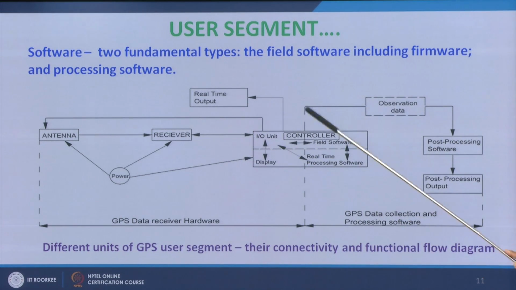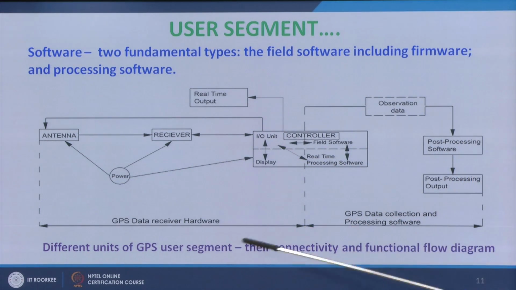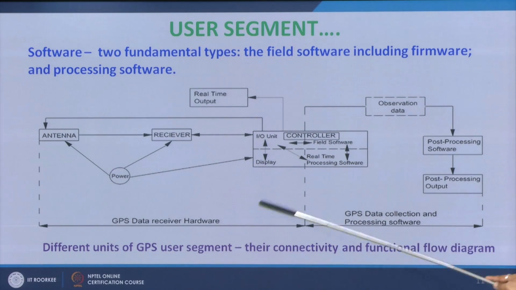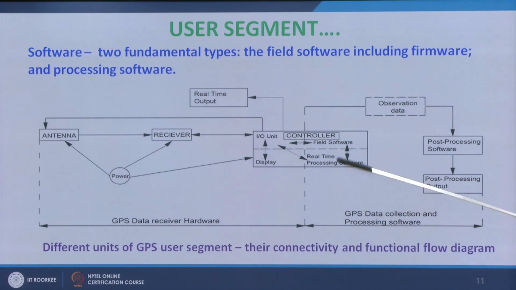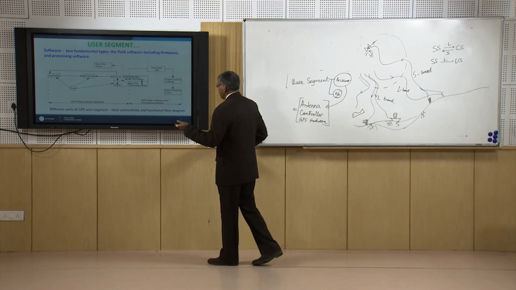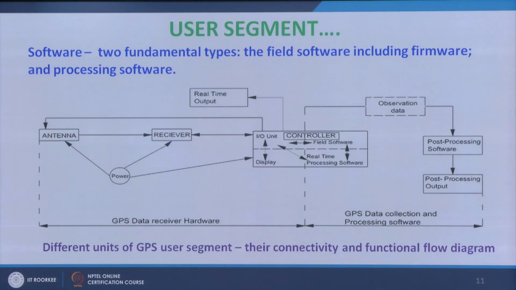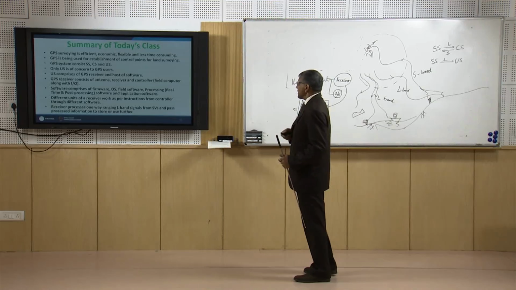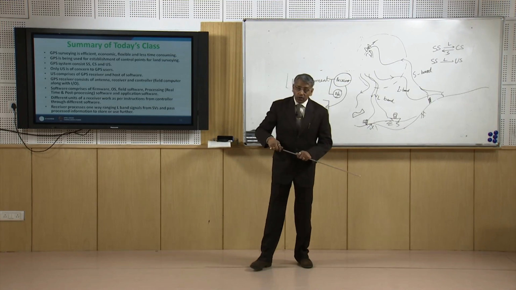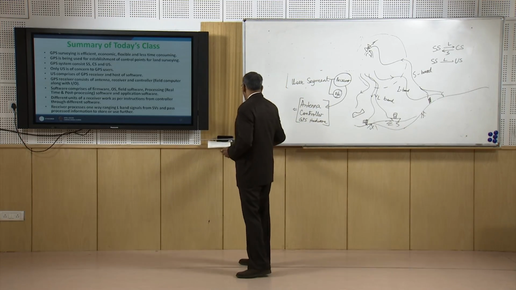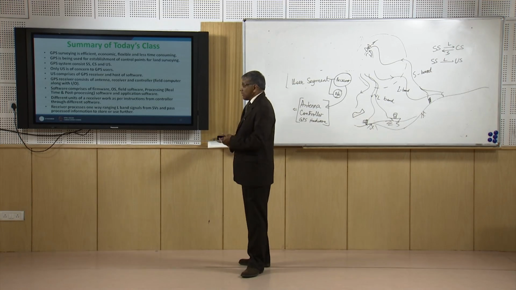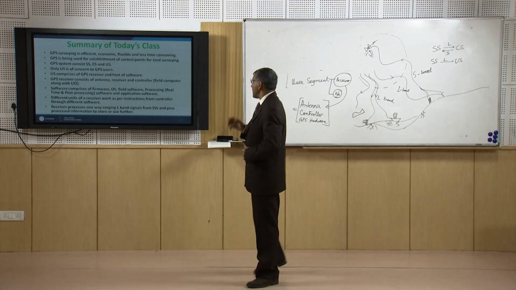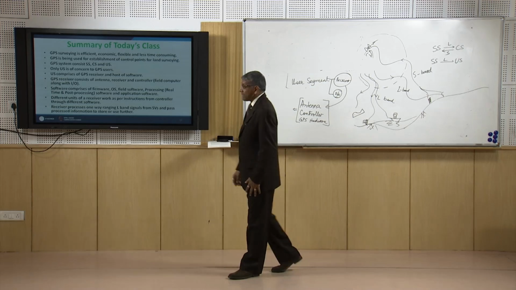Here you can see a part of this is the GPS receiver hardware and a part of this is the GPS software. That is what constitutes the user segment, and in future we will learn more about it. So with this I would like to conclude today's class, but before that I would like to summarize today's class.